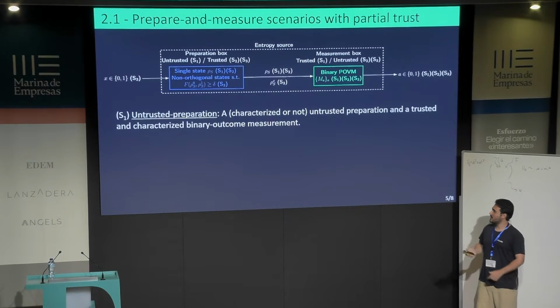So the first one is an untrusted preparation scenario, in which we do not trust the state preparation.